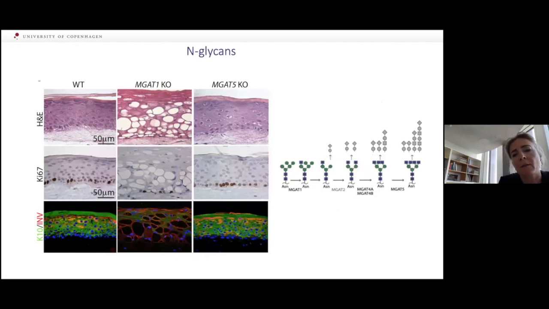You see knocking out complex N-glycans, which are really important for protein folding. We have a phenotype with knocking out the initial enzyme MGAT1 with large vacuoles, even though the cells still form a stratified epithelium. Knocking out MGAT5, which is elongating these complex N-linked glycans to tri-antennary glycans, we see a more subtle phenotype.